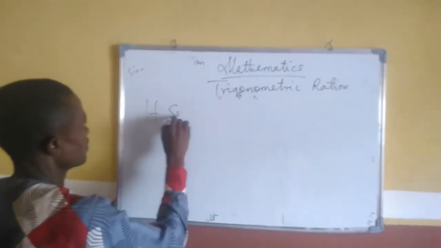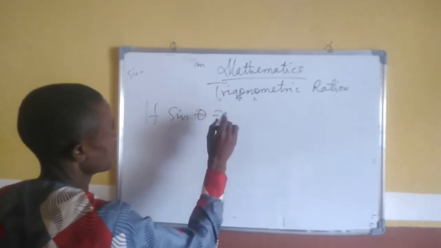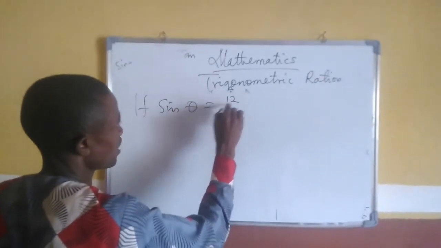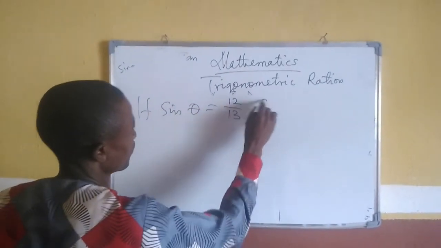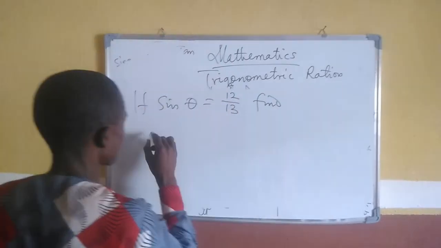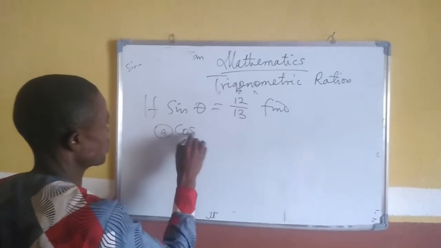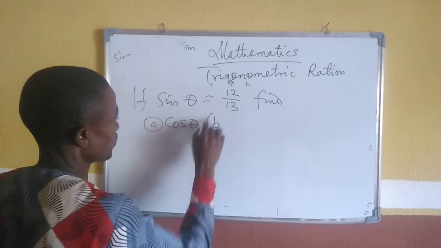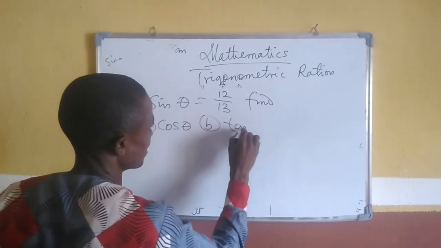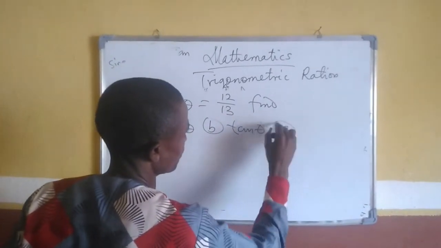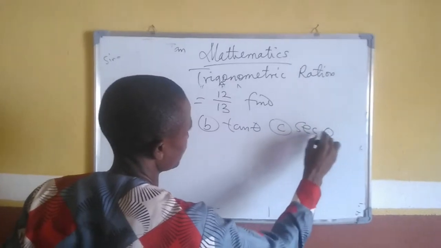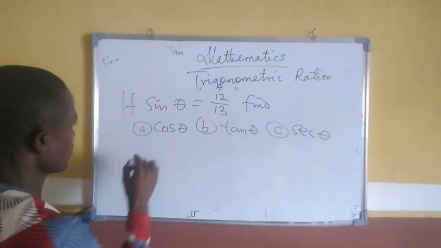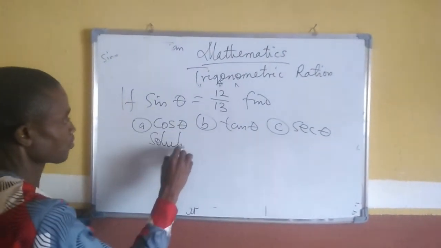If sin theta equals 12 over 13, find A, cos theta. B, find tan theta. C, find sec theta. Now let's solve it. Solution.